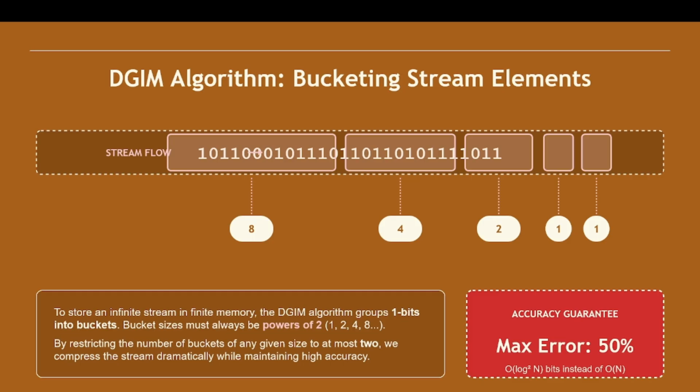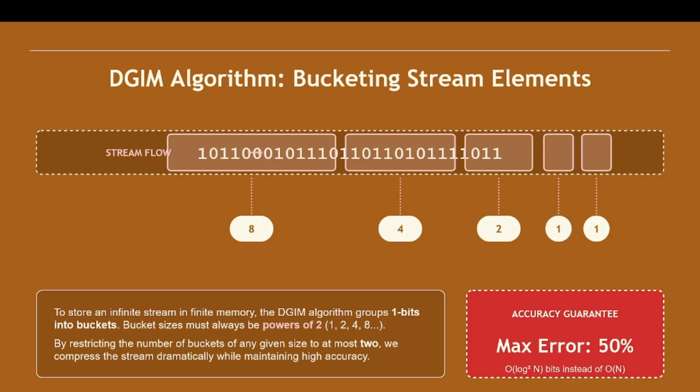Filtering is one thing, but what if you want to count things in a stream? Suppose you want to know exactly how many times one appeared in the last billion bits of network traffic. Again, you can't store a billion bits in RAM. To solve this, we use the DGIM algorithm. Instead of remembering every single 0 and 1, DGIM groups blocks of ones together into buckets. But here's the trick. The buckets grow exponentially into powers of 2.